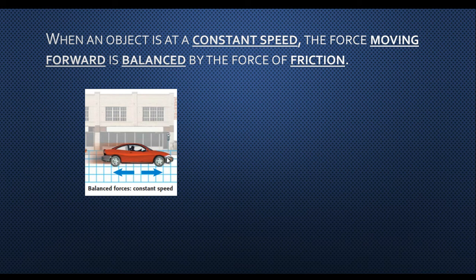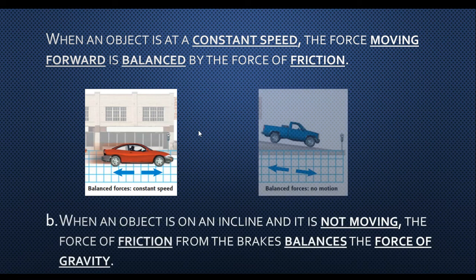Okay, so let's say you're in the car and you hit cruise control at 60 miles per hour. So that car is at a constant speed, okay? The force moving forward is balanced by the force of friction. So it's not slowing down and it's not speeding up. It's balanced currently when it's going the same speed. So the friction is balanced by the forward motion.